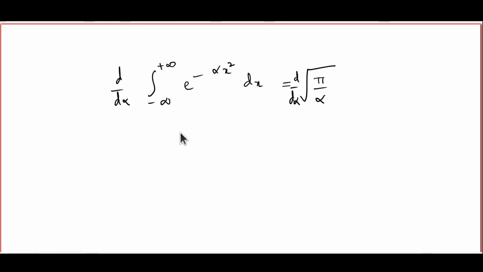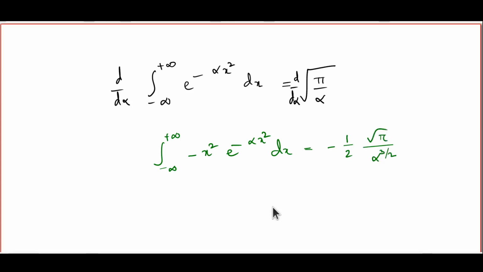It is easy to see that once you do that, what you end up with is minus x squared e to the minus alpha x squared dx on the left. The right hand side, of course, is just an ordinary derivative, which will be minus half root pi by alpha to the power 3 by 2. And just by cancelling out the minus on both sides, we end up with our integral x squared e to the minus alpha x squared dx is just half root pi by alpha to the 3 by 2.